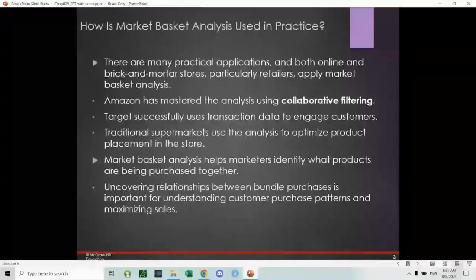Supermarkets use market basket analysis for product placement in the store, as it helps to identify what products are being purchased together. Uncovering the relationship between products to promote bundle purchases is important for identifying patterns and maximizing sales.